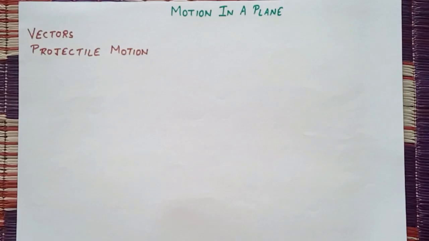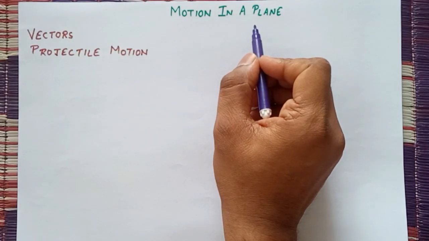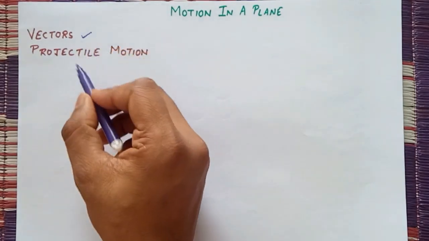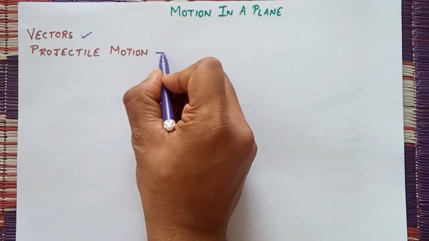In this video we will study the second topic of motion in a plane. Motion in a plane is chapter number 4 of the NCERT class 11 physics, and there are two major topics. The first one is vectors. We have discussed vectors in the earlier videos. Now today we will discuss projectile motion.